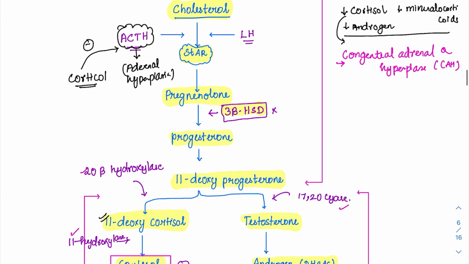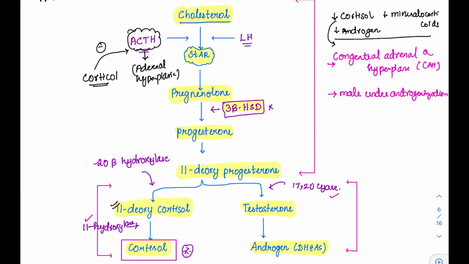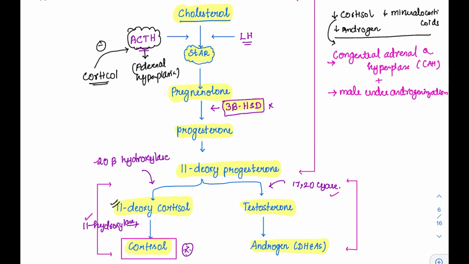Next thing, if it is a female child, we don't need androgens at all. But if it is a male child with this enzyme defect, what can happen? The androgens are not produced. So what will happen to the child? There will be male undervirilization. So if it is a male child, the problem is more severe. Androgen is also not available. So congenital hyperplasia with male undervirilization will happen in case of 3-beta hydroxysteroid deficiency.